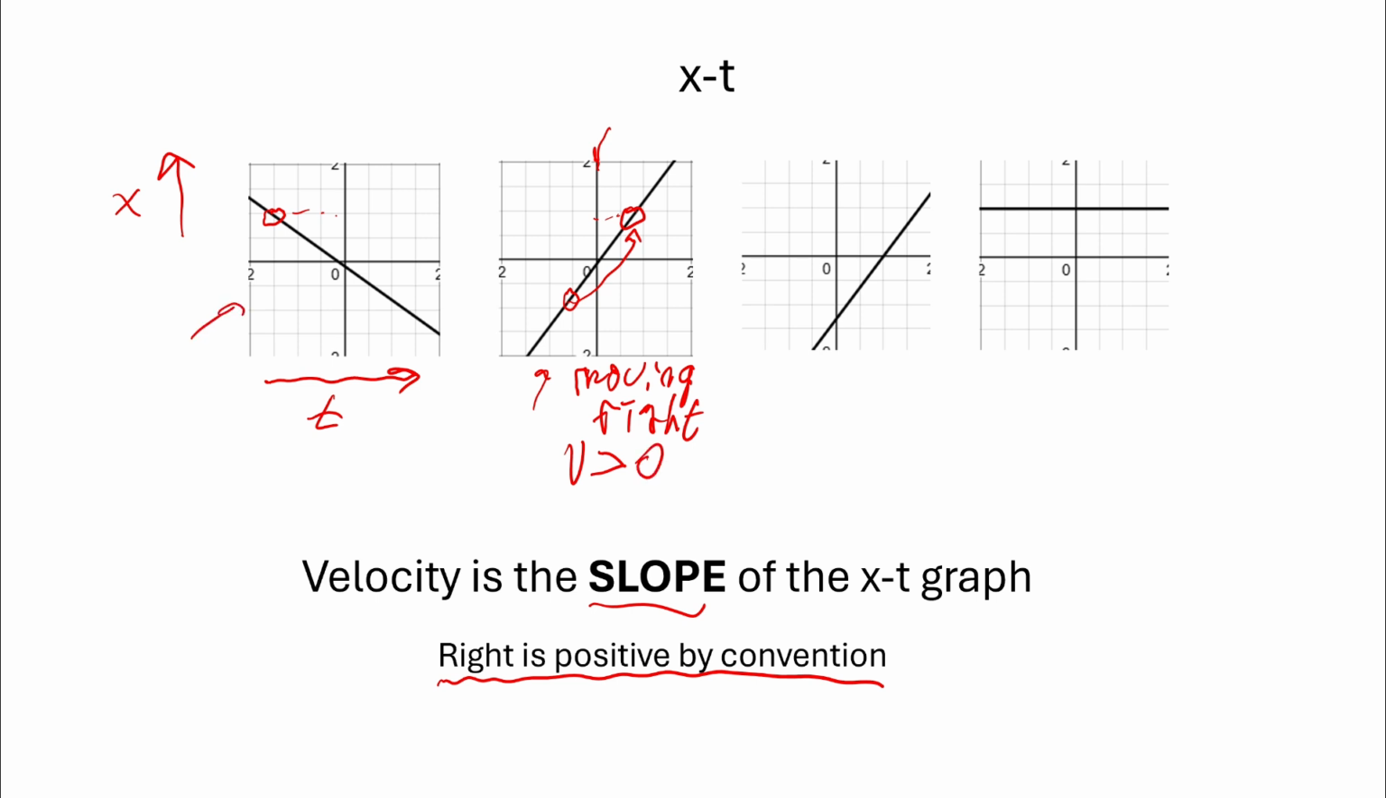For this graph, we see that the slope is negative. It starts at positive x values. Later, it has negative x values. That means it's moving left. And because the slope is negative, v is less than 0.